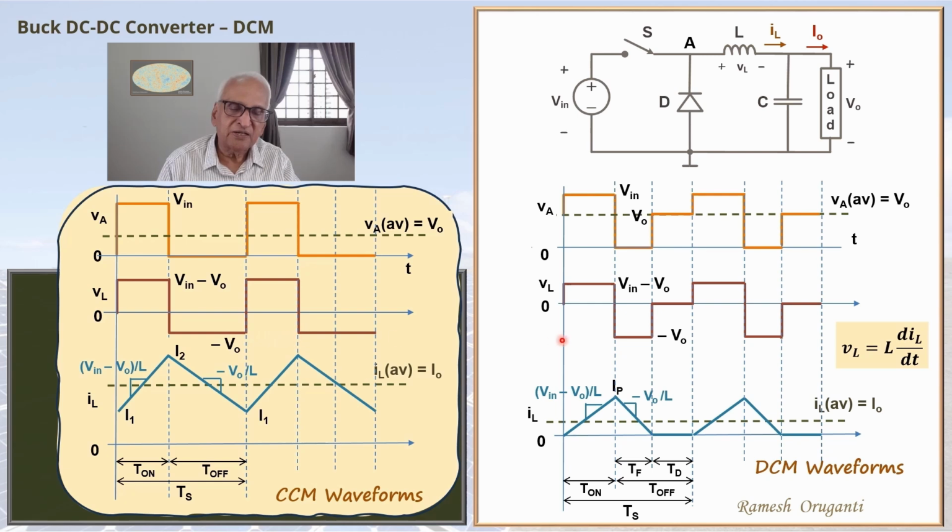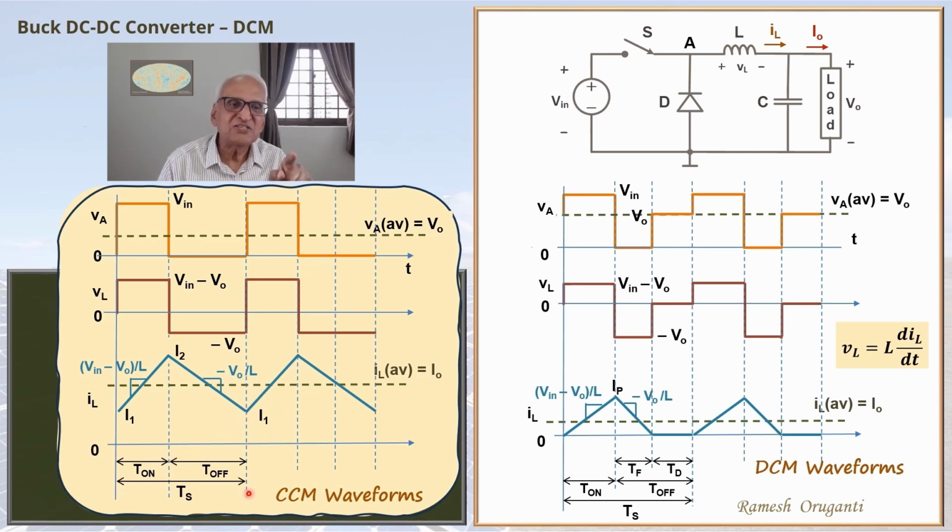The inductor current comes down at a slope of minus V0 by L. This is also the case in DCM. In the case of DCM, the current comes down to 0 before the end of the cycle. In the case of CCM, the current continues to flow throughout the T-off interval and goes back to I1 at the end of the cycle.